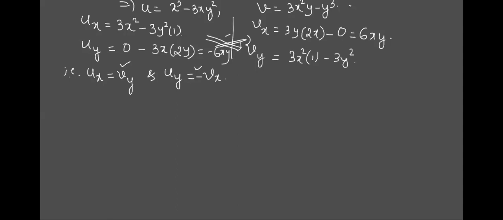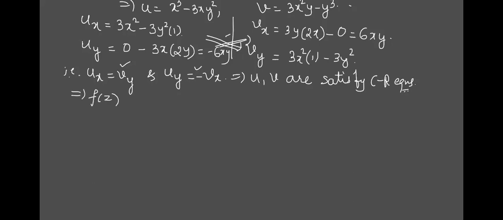So what are these? These are nothing but CR equations. Don't write that f of z satisfies, because there is no f of z here. What you can see is u and v. So we say that u and v satisfy CR equations. We have a concept: if u and v satisfy CR equations, then the corresponding function is analytic. The first part, to show that the function is analytic, is done.